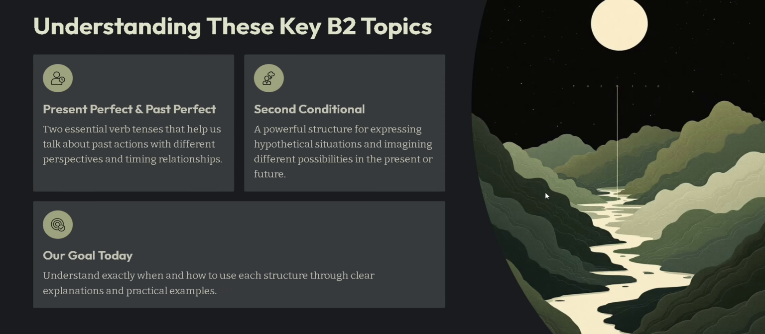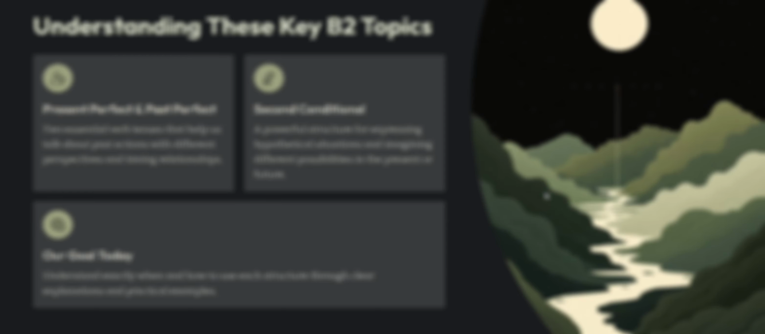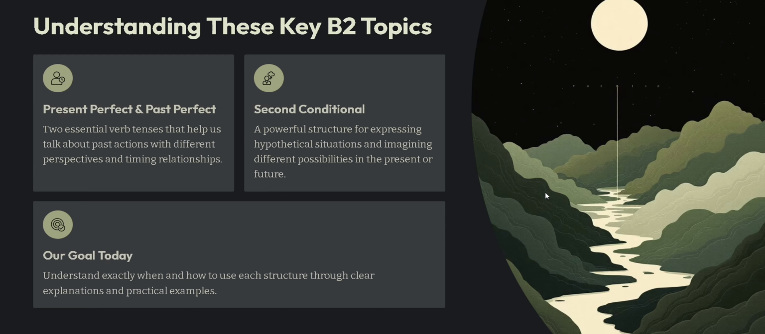First, we need to understand what those key B2 topics are. So the first one is present perfect against past perfect, because these are two essential verb tenses that can help you to understand how past actions work from different perspectives. And of course, if we are talking about present and past, you can infer that those are different timing relationships.